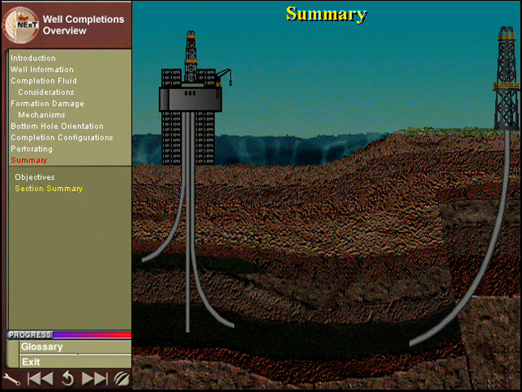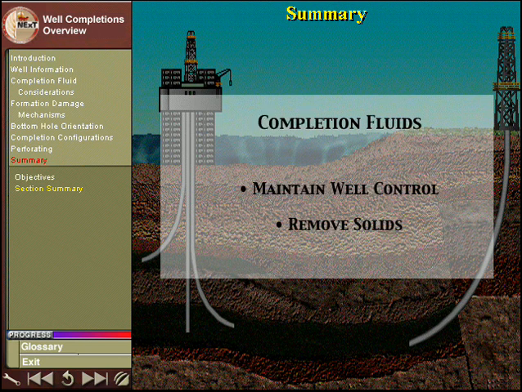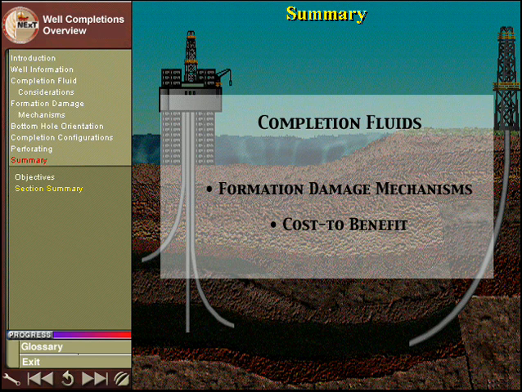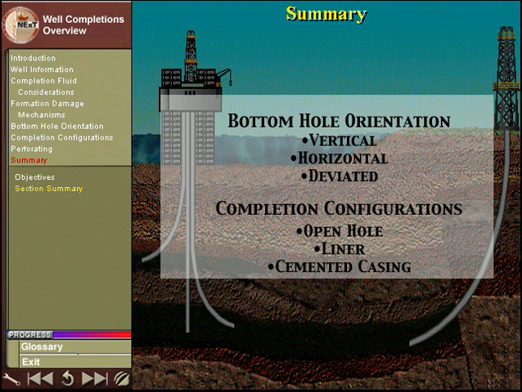Let's review some of the major topics covered in this module. The Well Information section noted several sources of well information, as well as their possible applications. In the next section, we discuss the need for completion fluids to maintain well control and remove solids. Formation damage mechanisms were introduced, along with some basic cost-benefit arguments to using premium fluids. In the section on formation damage, we define the various mechanisms whereby a formation can become damaged. The next few topics dealt with the physical configuration of the well.